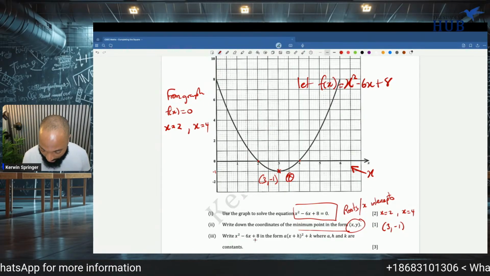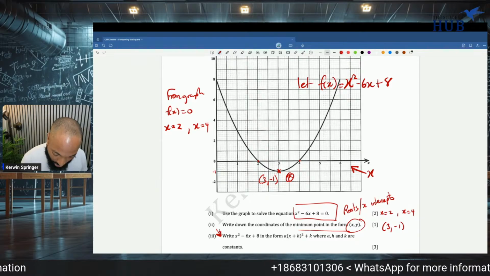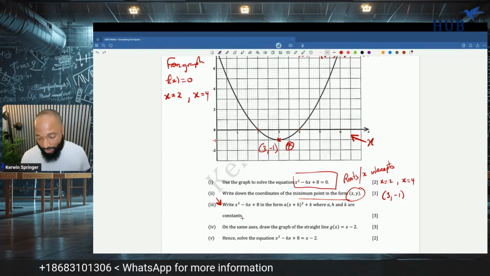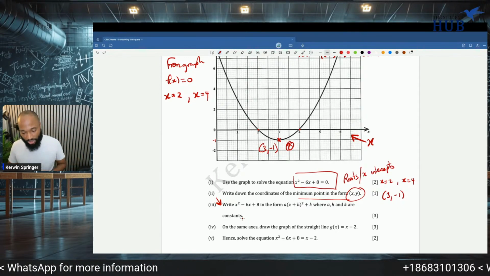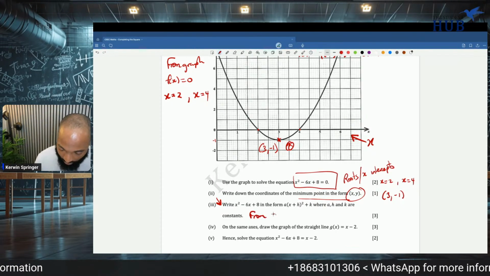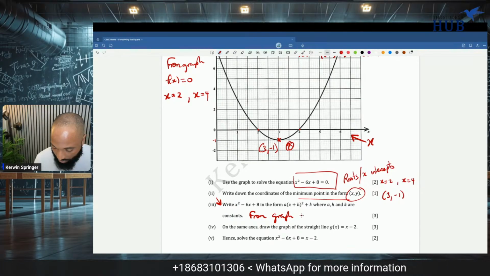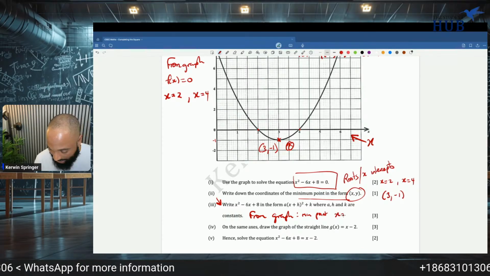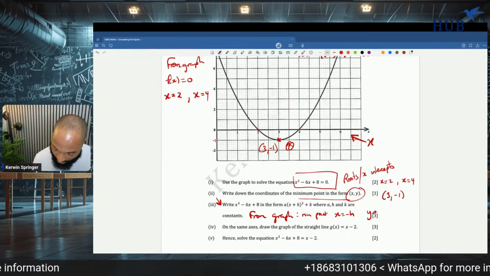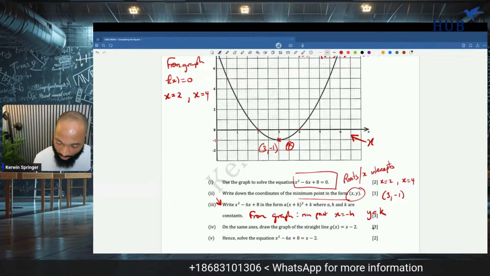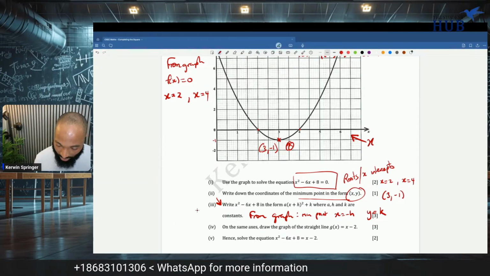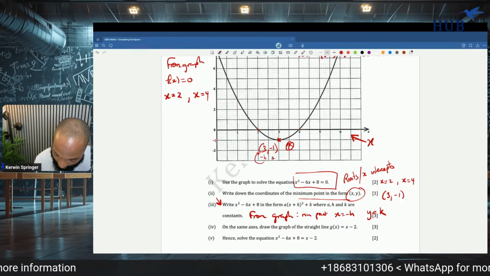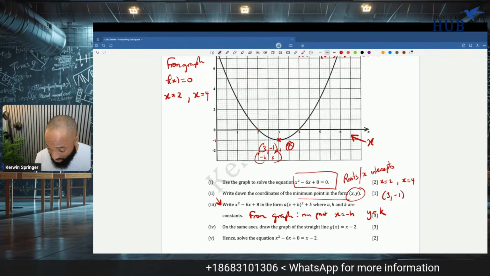Write x squared minus 6x plus 8 in the form. So they want you to use the graph here, from graph, to create this. We don't need to go and do it the long way. Why? Because we have h. So from the graph, for the minimum point, x is negative h, and the y coordinate is k. So what does that mean? If I need to complete this square, tell me if you understand what I'm saying here. This is negative h, and this is k.